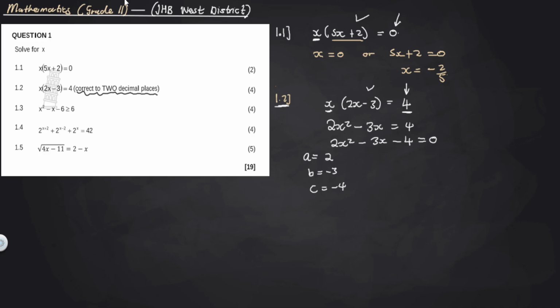This, with the answer required to 2 decimal places, is telling us it's gonna come out as an irrational number. So the factoring method is not gonna work. There's only two methods that are gonna work: completing the square as well as the quadratic formula. So now you have no choice but to rely on those two methods, but for this case I'm gonna use the quadratic formula.